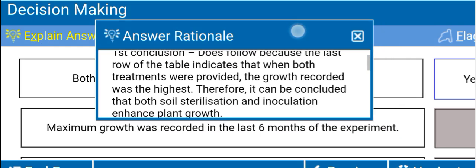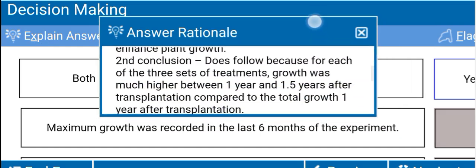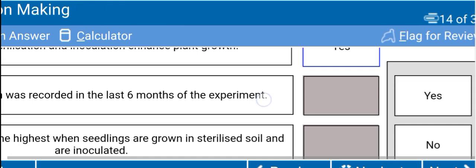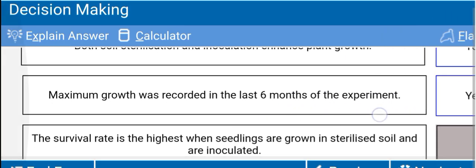The second conclusion does follow because for each of the 3 sets of treatments, growth was much higher between 1 year and 1.5 years after transplantation compared to the total growth 1 year after transplantation. So the second conclusion does follow. So again we will drag a yes and drop it here.